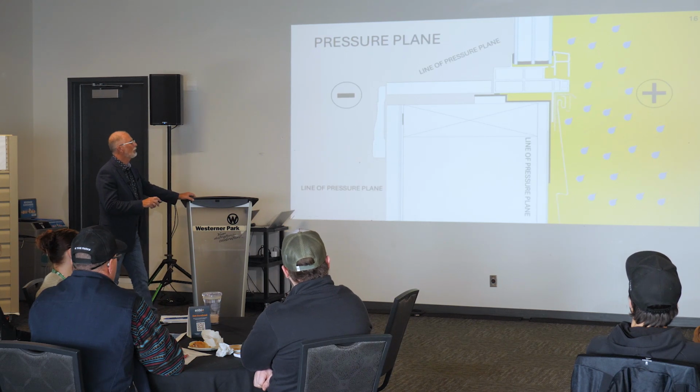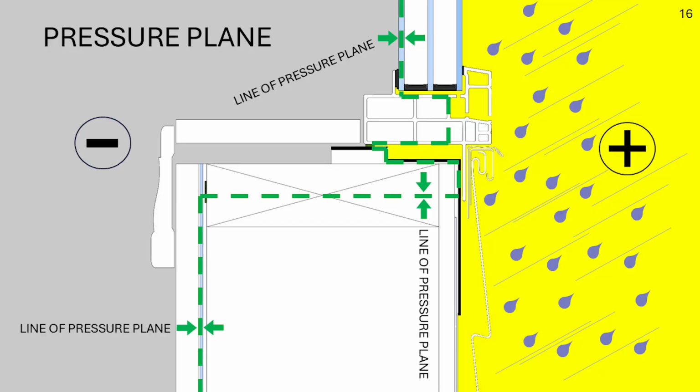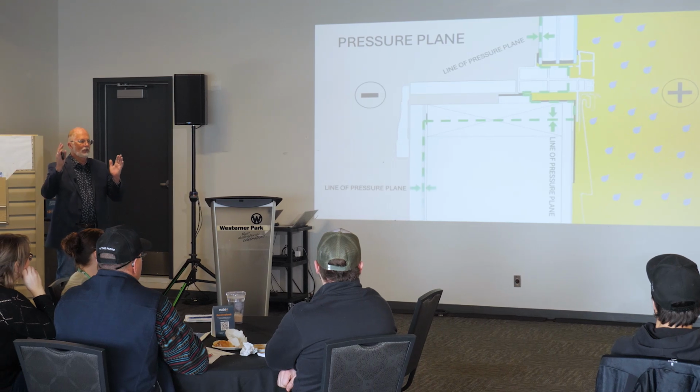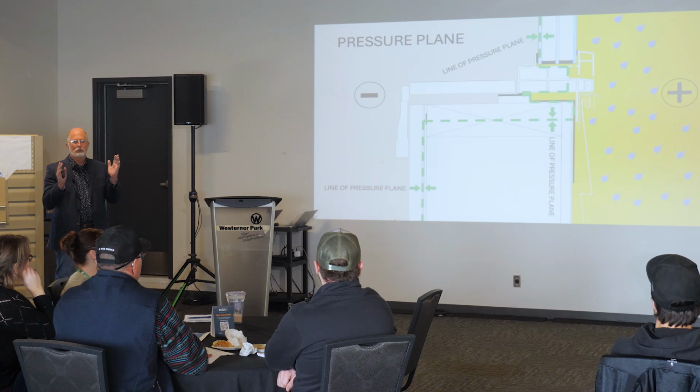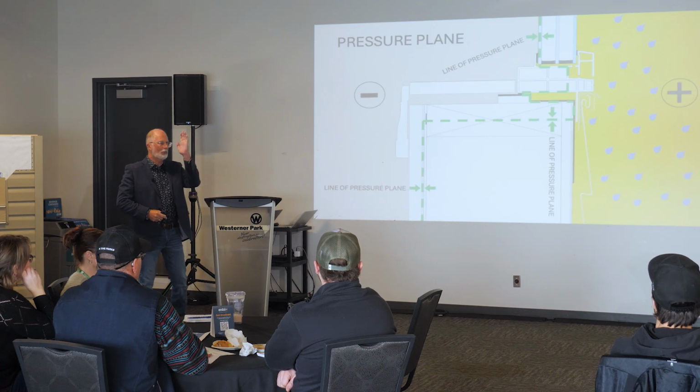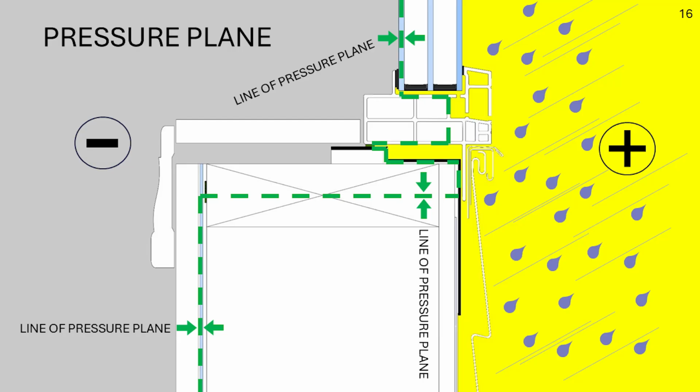Now, let's go to the pressure plane, because here's an important one. If we look at the pressure plane, we want the line of the pressure plane to not match the line of drainage. Why is that? Well, the line of drainage is where the water is. And if we have a pressure plane, in other words, we have a high pressure outside because of the wind and a low pressure inside, that means that any break in this green dotted line creates suction into the building.